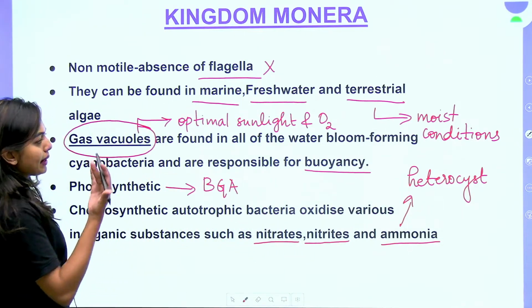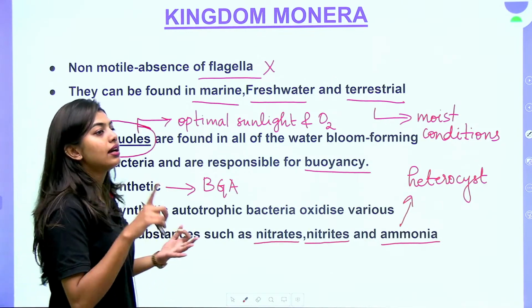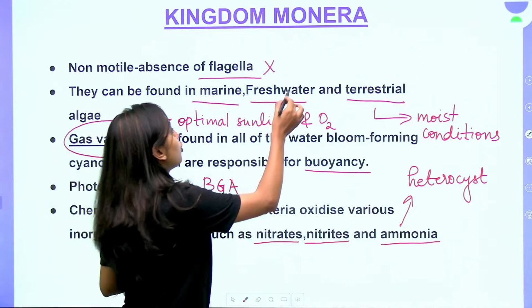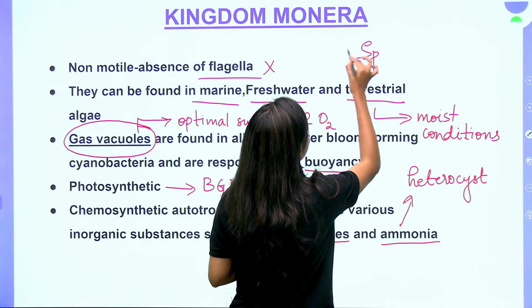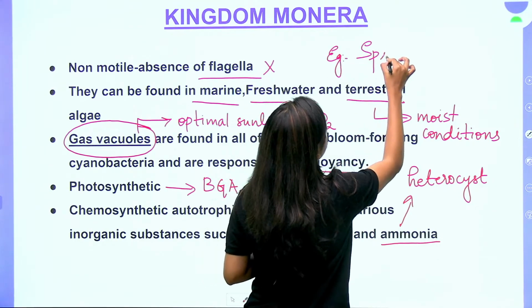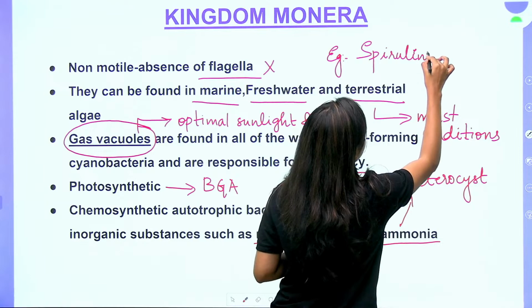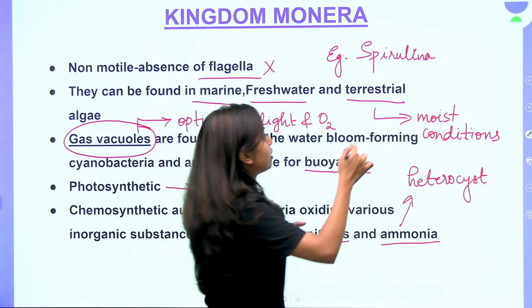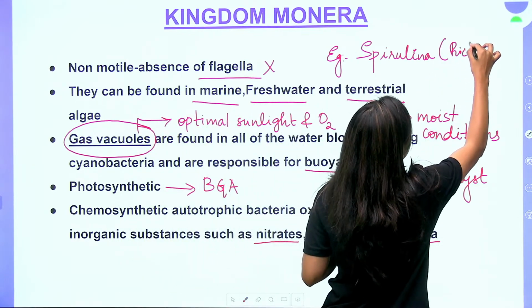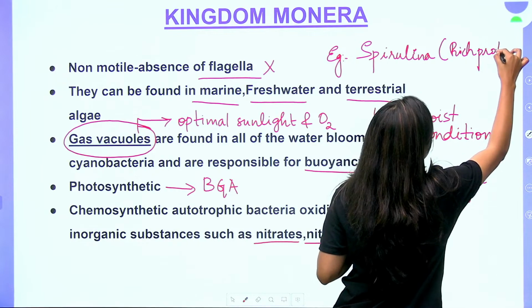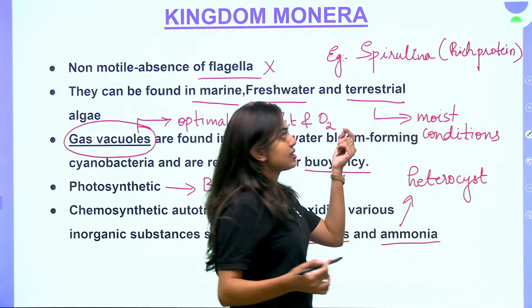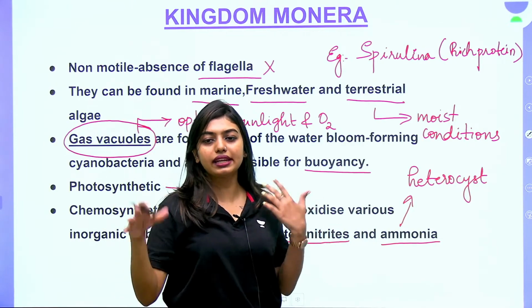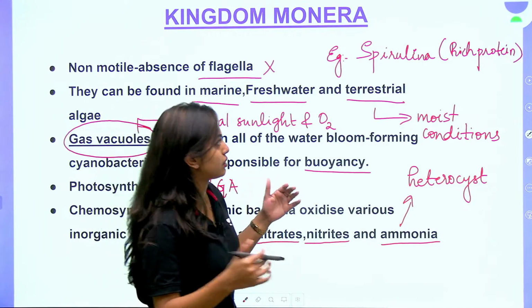Some examples are Nostoc, Anabaena, Spirulina and Oscillatoria. Now, Spirulina, you all know, is used by scientists who go to space, because it is very rich in protein. Because they cannot have other food, they take this in the form of tablets when they are going for any kind of discoveries.